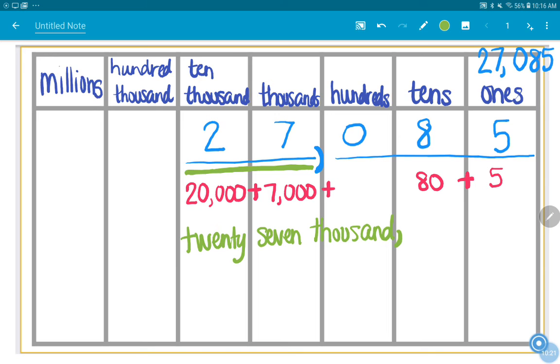So I've got 27,000. Now I'm going to name my next group, which is the hundreds, tens, and ones. How would I say this part? 85. So we have the number in standard form, expanded form, and word form. All right, let's try another one. Erase your work map.